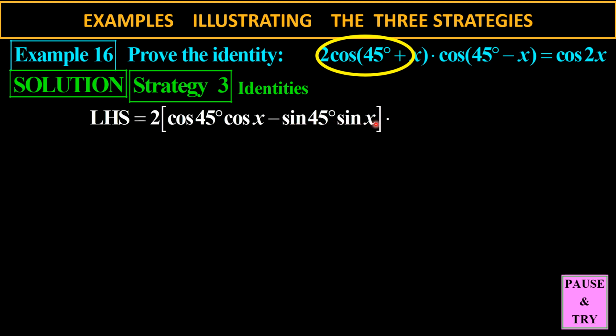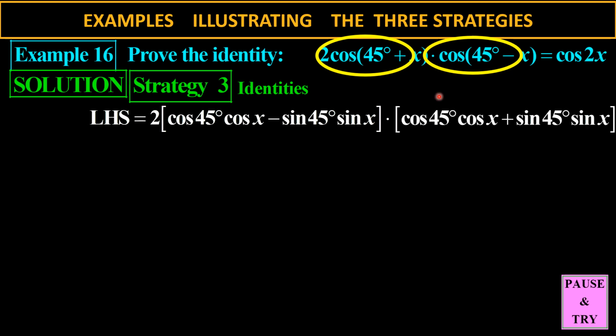Sine 45, sine of x. The same with the other one. I use the cos expansion here, cos identity, and that is cos 45, cos of x. Subtraction becomes addition, sine 45 there. Okay. Now, once I've done that, let's look at each of these expansions.